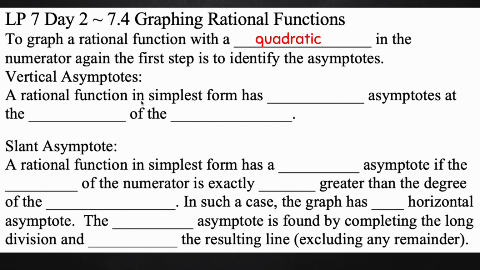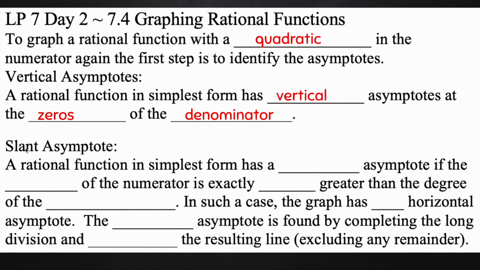Okay, so we have a vertical asymptote. This is very, very similar to the last video. A rational function in simplest form has a vertical asymptote at the zeros of the denominator. So the vertical asymptote has not changed. We're still going to set the denominator equal to 0, figure out what it's not allowed to be, and that is our vertical limit line.